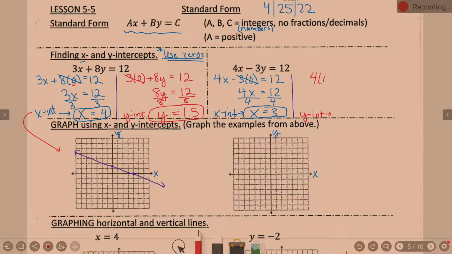So this time, 4 times 0 minus 3y equals 12. I know, tough math here. 4 times 0? 0. Of course. So it's negative 3y equals 12. Divide by the negative 3. And 12 divided by negative 3 is? Check again. Negative 4. Right.